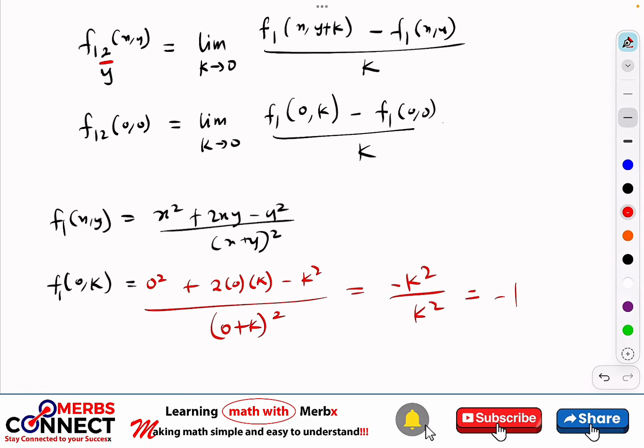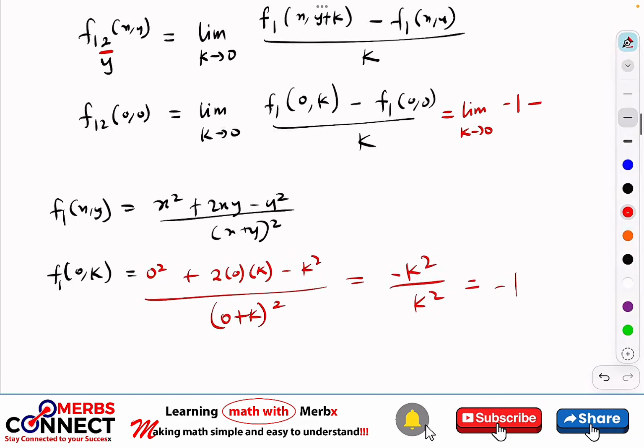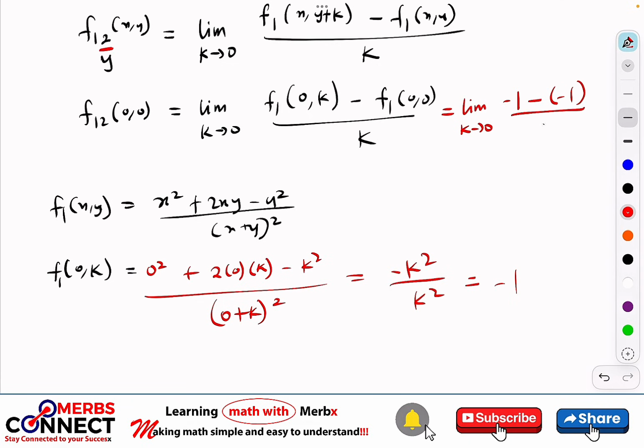So let's do substitution now. This is going to be limit k is approaching 0, and this is minus 1. So we are going to have minus 1 minus, okay, this is also minus 1. So we are going to have minus 1 divided by k. And this is limit k is approaching 0. And this is minus 1 plus 1 divided by k. And this is 0 over k. I love doing step by step, right?